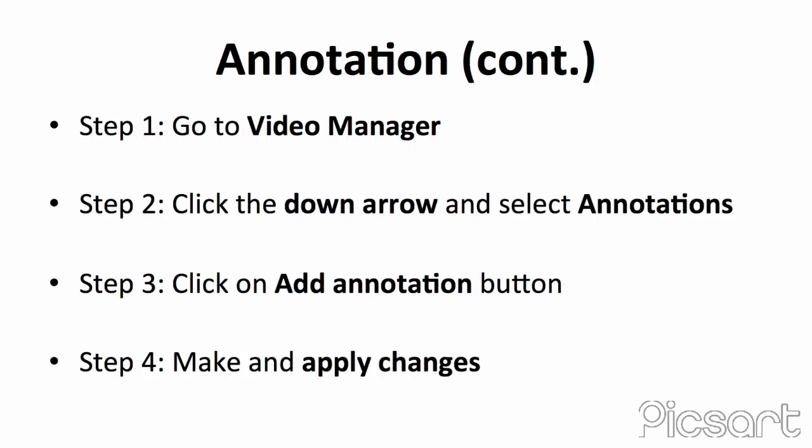To add annotations on your video, you will first need to go to the Video Manager. Click on the down arrow and select Annotations. This is the place where you can manage all the annotations for your videos. Moving on, when you are on the annotation page, you will see a page with all your videos. Beside each video, there is an Add Annotation button. Select the video that you wish to add an annotation to and click on the button beside the video. You'll then be redirected to the page where you can edit and create your annotation. You can decide when and where you want the annotation to be in your video, and of course, the duration of the annotation. Make the necessary changes and apply the changes, and that's it.